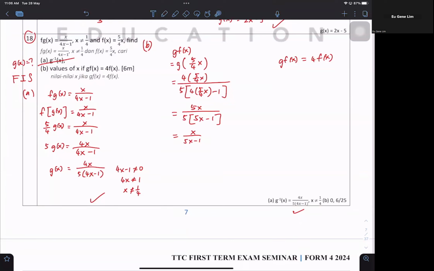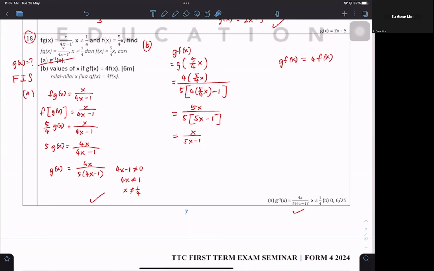Okay, so now we know already what is GFX. Wait, sorry, I calculated wrong already. You mean this one? 5x times 4? Oh, this one.